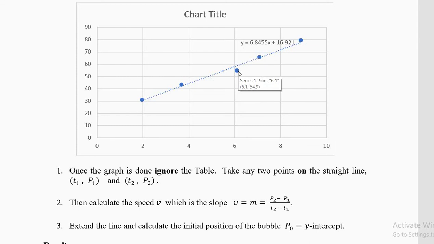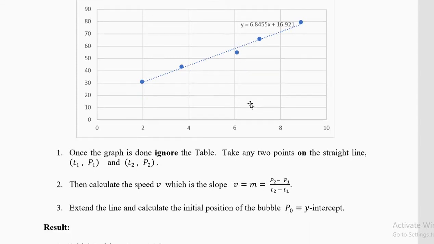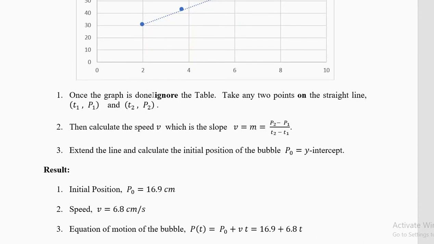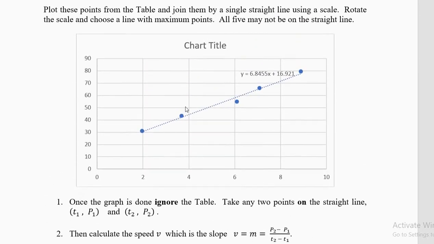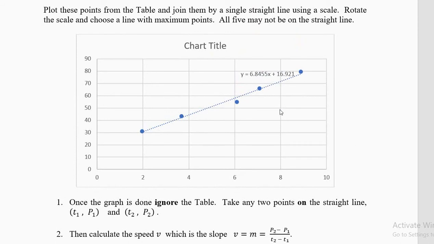It is normal. It's like you cannot drive your car in a straight line for a long time. After some time, it will keep moving a little bit away from the straight line. Once the graph is done, don't look at the table. Then take any 2 points on the line. Which 2 points will you take? Take whichever 2 points which look easy to you.